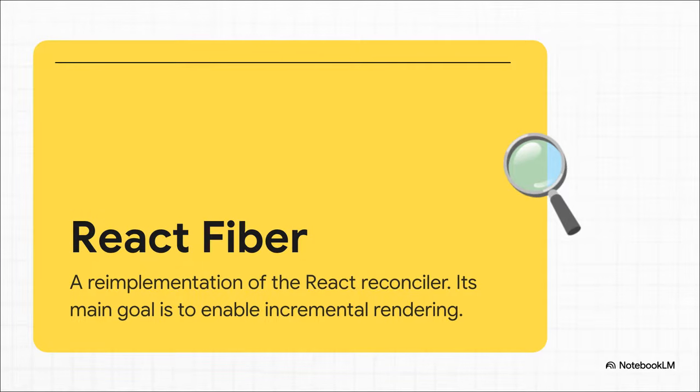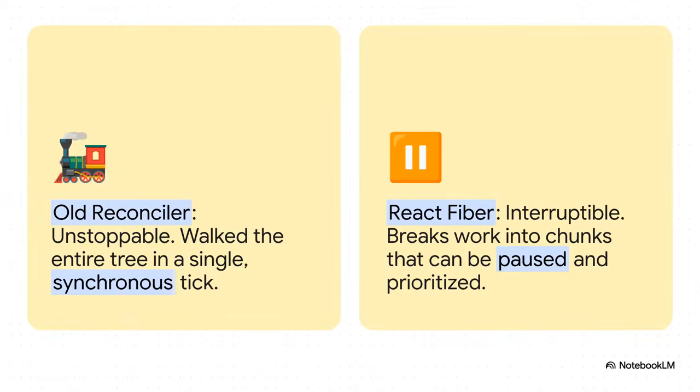Its number one goal was to enable something called incremental rendering. In simple terms, that's the ability to break up the rendering work into tiny little chunks that can be paused, prioritized, and picked back up later. This is the huge shift in thinking right here. The old way was like a freight train on a single track. Once it started moving, there was no stopping it until it reached the end.